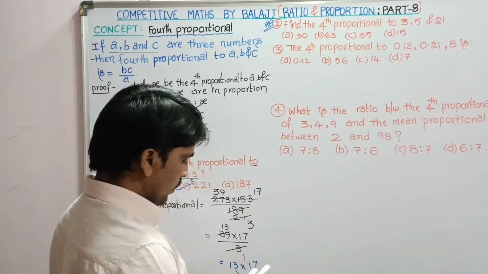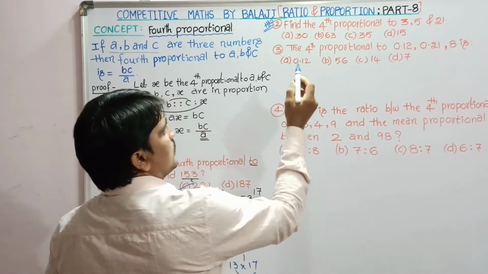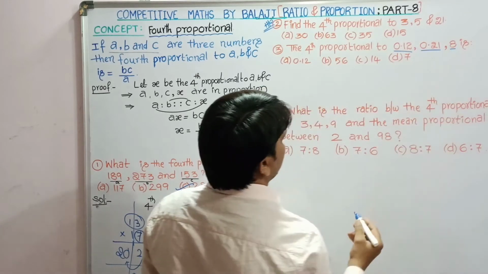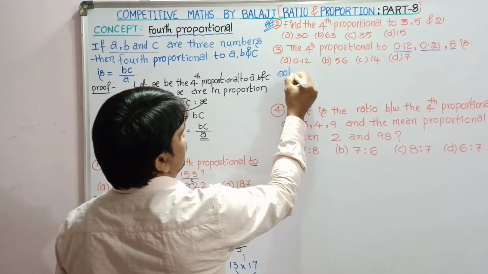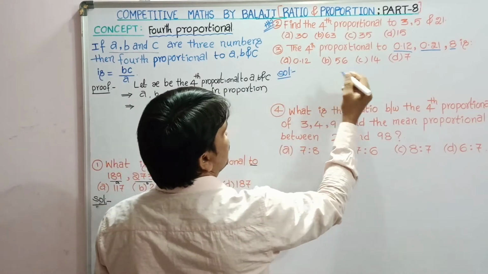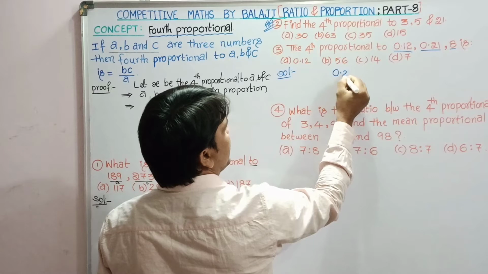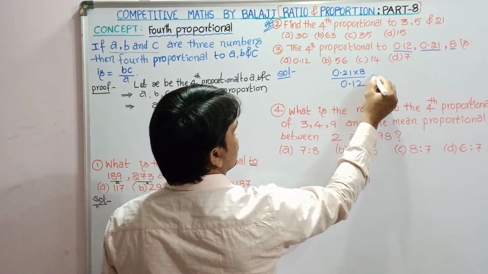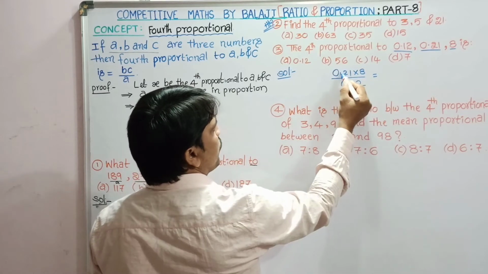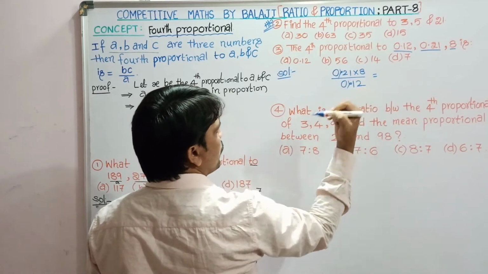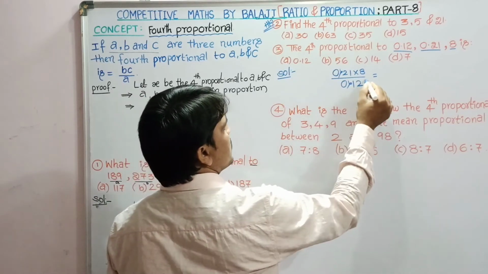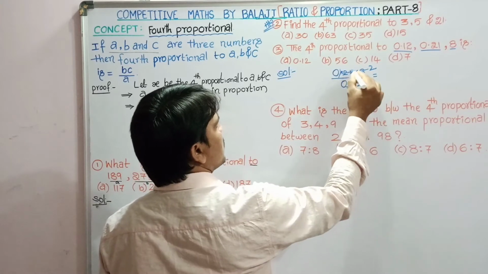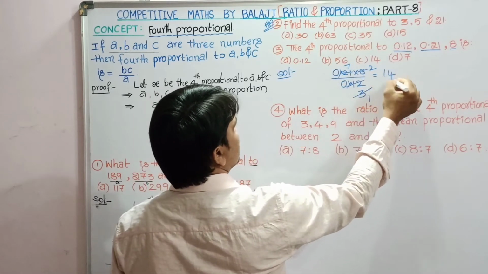Third one. Here decimals are given. The fourth proportional to 0.12, 0.21, 8 is the solution. The fourth proportional is given by the product of the second and third terms over the first term. In the numerator we remove the decimal places; both have two decimal places. That is 4 3s are 12, 4 2s are 8. Again 3 1s are 3, 3 7s are 21. 7 2s are 14 is the answer.